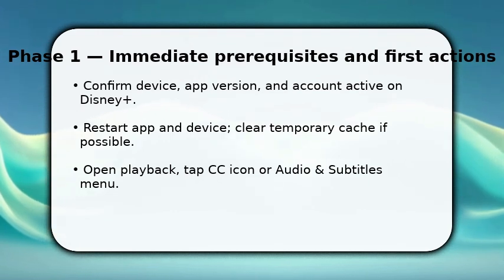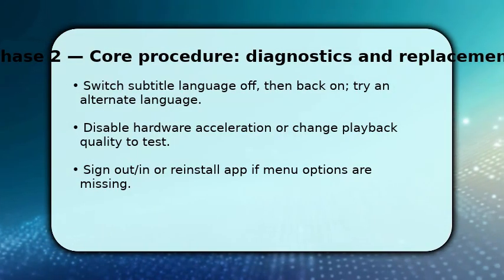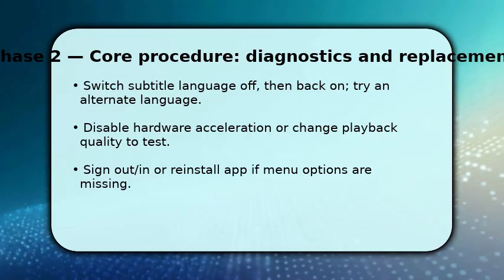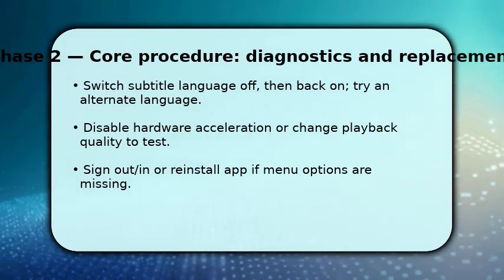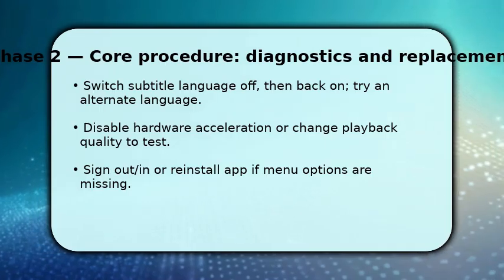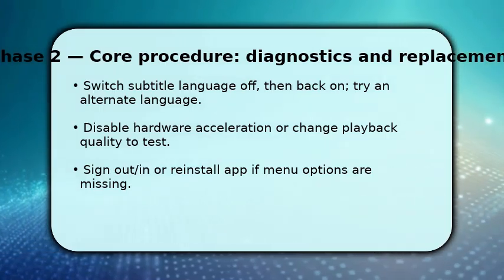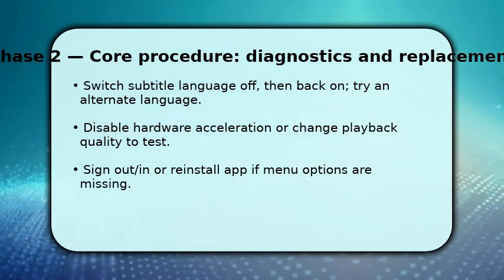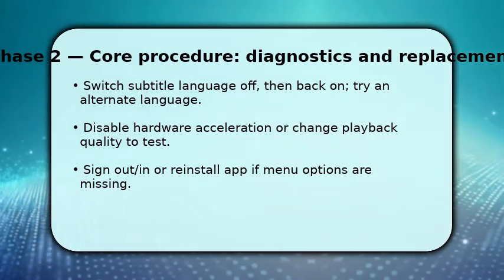Now you dig deeper. Toggle subtitles off and then back on to force a reload of subtitle streams, and if available, try an alternate language, then switch back. That refreshes server selections. Make sure to change playback quality or disable hardware acceleration in app or device settings because decoding issues can drop captions. If options are missing, sign out and sign in, and only then reinstall the app. These steps reset corrupted locals.